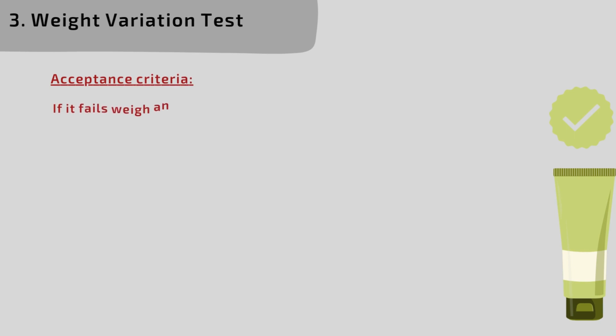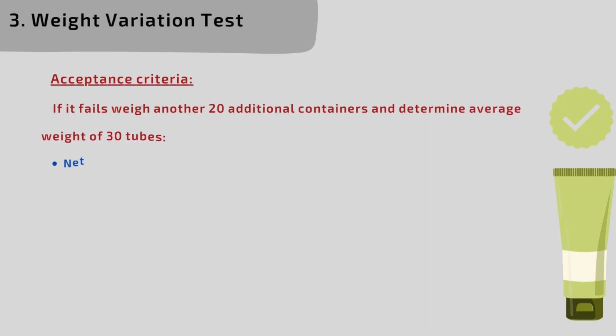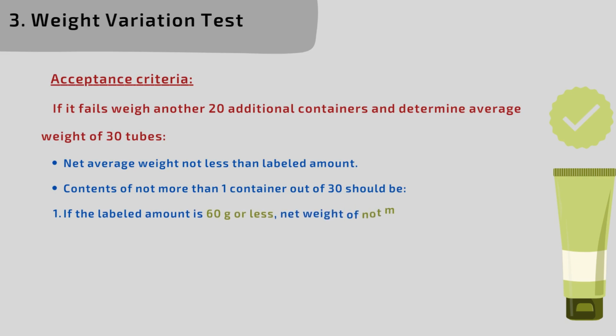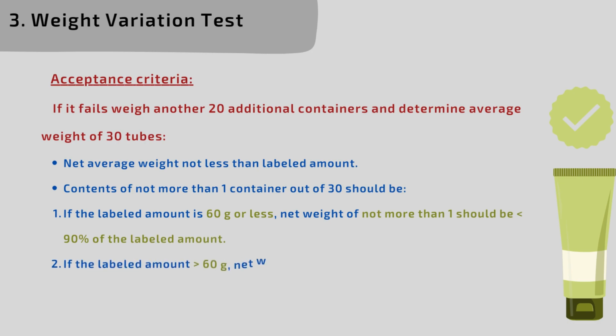If it fails, weigh another 20 additional containers and determine the average weight of the 30 tubes. Net average weight not less than the labeled amount. Content of not more than one container out of 30 should be: if the labeled amount is 60 gram or less, net weight of not more than 1 should be less than 90% of the labeled amount. If the labeled amount is more than 60 gram, net weight of not more than 1 should be less than 95% of the labeled amount.